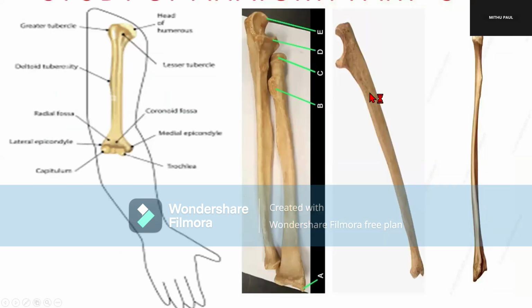These are some of the other long bones lying in your extremity, mainly the superior extremity. In the arm, the typical long bone is the humerus. In the forearm, there are two bones. The lateral one is the radius. The medial one is the ulna. This is the ulna and this is the radius.